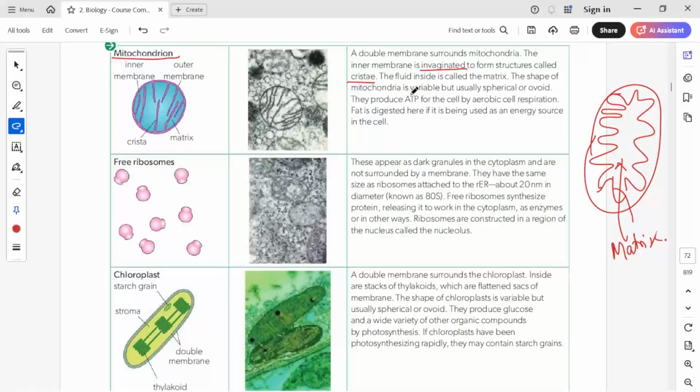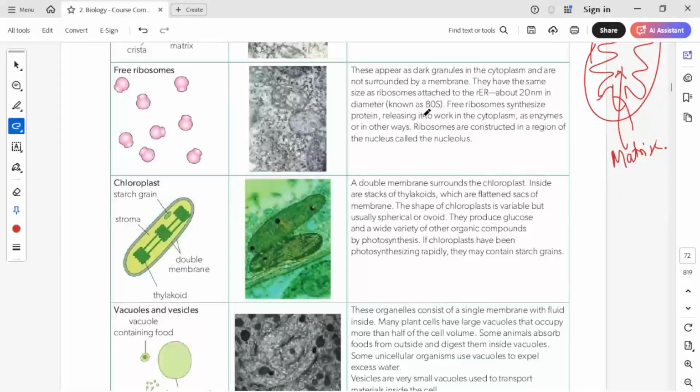Now the shape of mitochondria is variable, but generally the structure is spherical or ovoid. They produce ATP for the cell by aerobic cell respiration. Fat is digested here if it is being used as an energy source inside the cell.